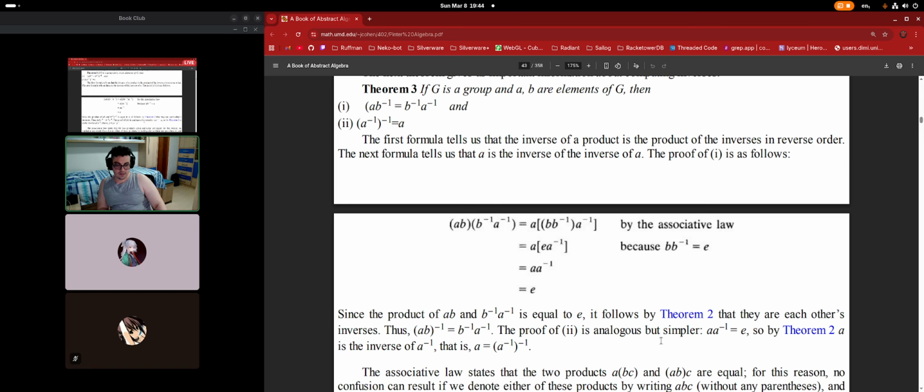The proof of the second is analogous but simpler. So you start with this. By theorem 2, A is the inverse of A inverse, so it becomes this funny notation here.